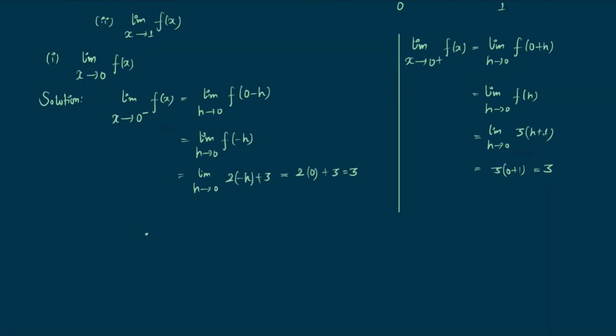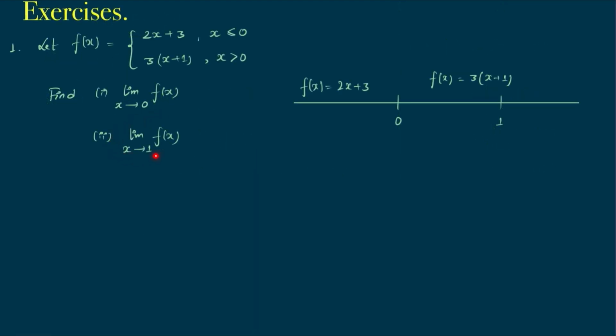So we will write, since left hand limit equals right hand limit, and since both are equal to 3, therefore we will collectively write limit x tends to 0. We will not write plus or minus at the end. So f(x) equals 3. So this is the answer for the first part.